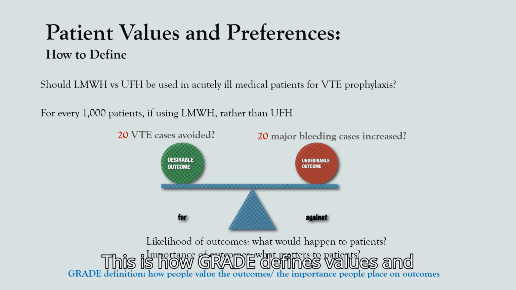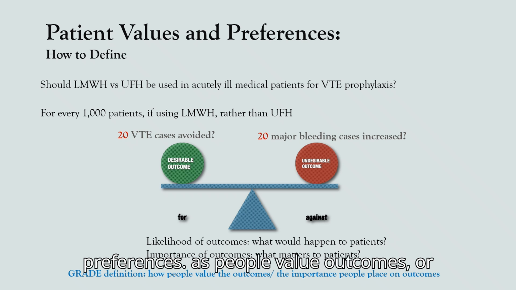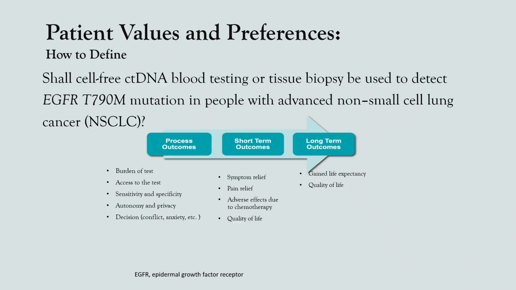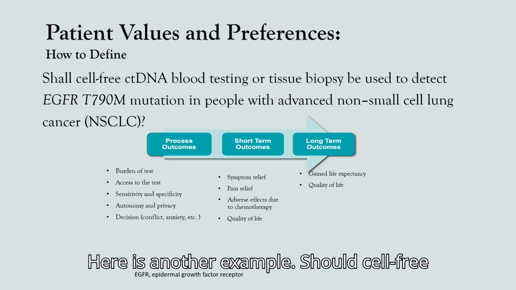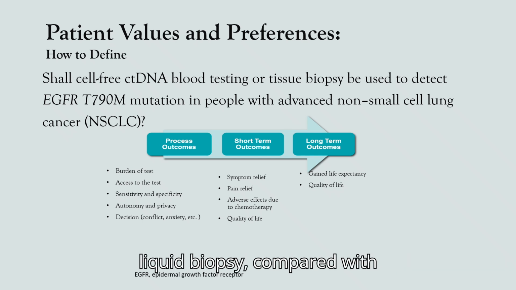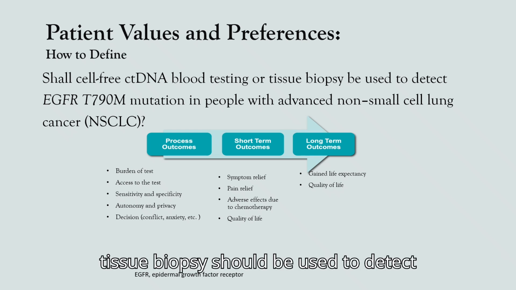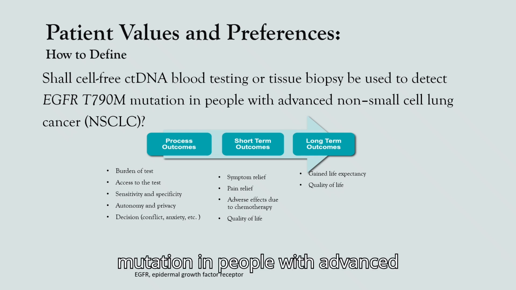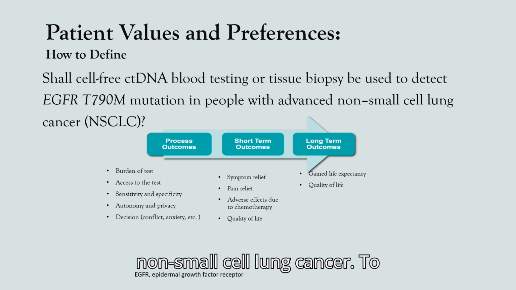This is how GRADE defines values and preferences, as how much people value outcomes, or how important those outcomes are to them. Here is another example. Should cell-free ctDNA blood testing, which we will call liquid biopsy, compared with tissue biopsy, be used to detect the EGFR T790M mutation in people with advanced non-small cell lung cancer?